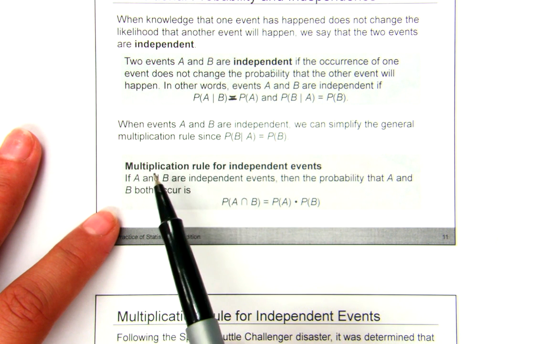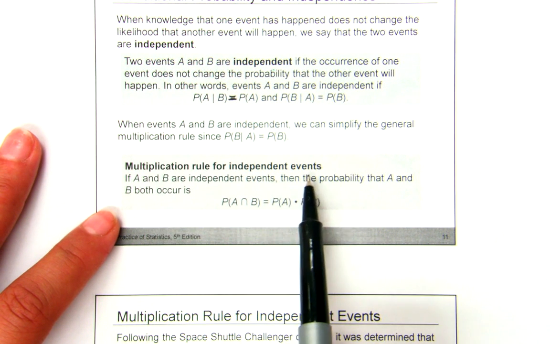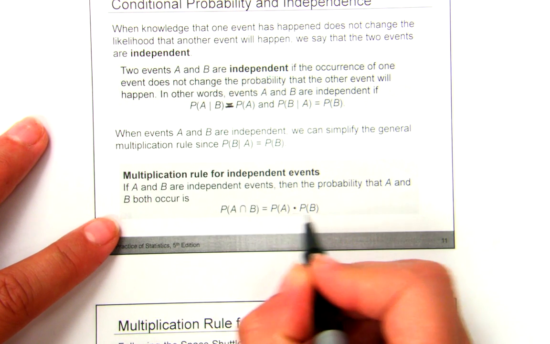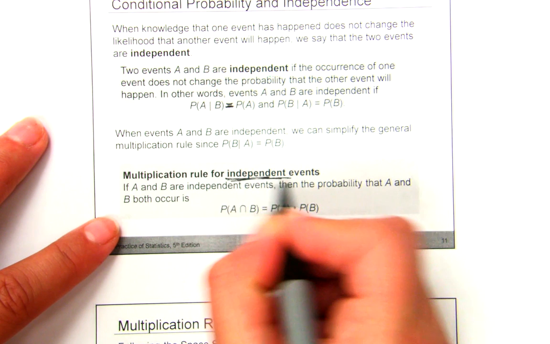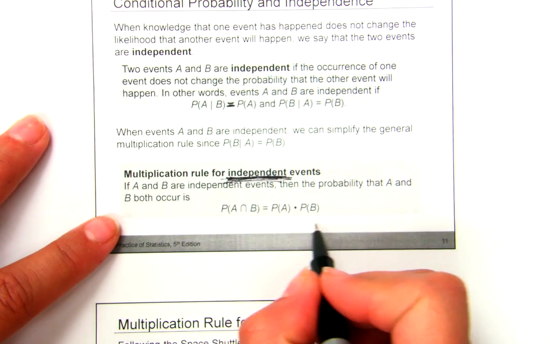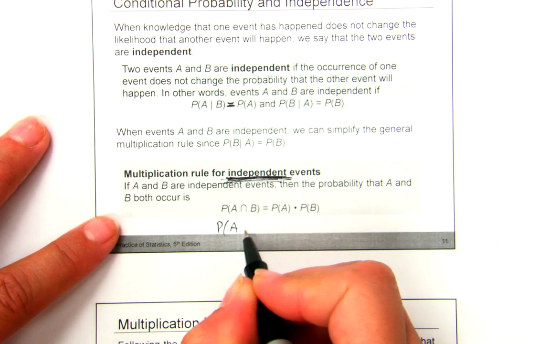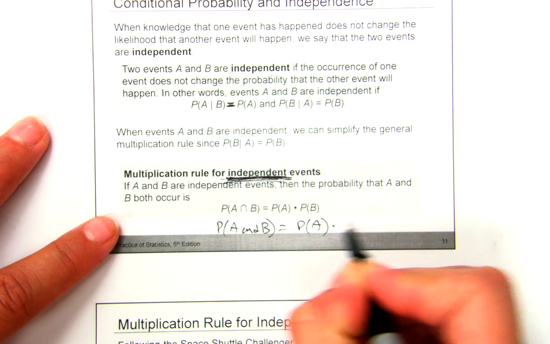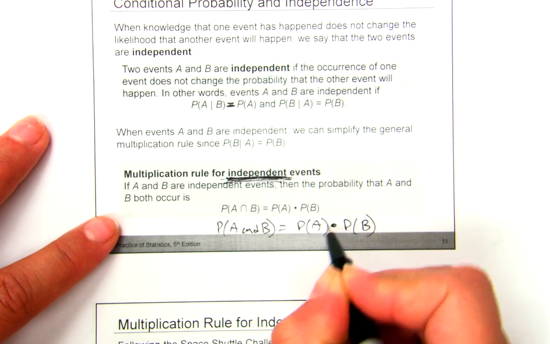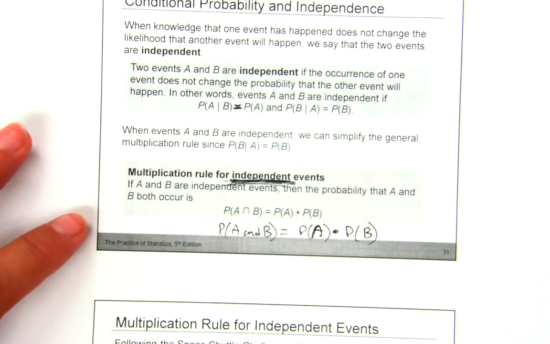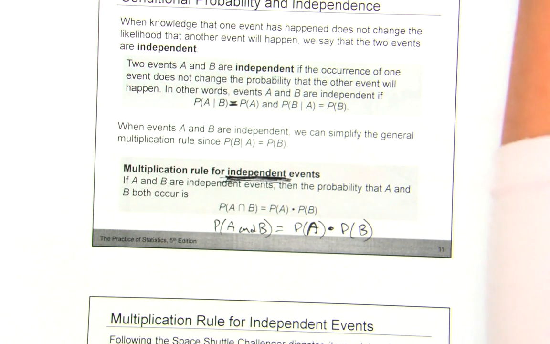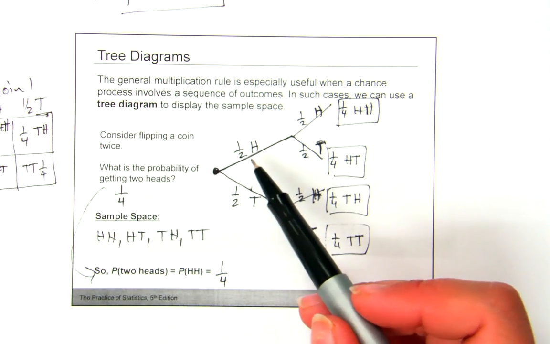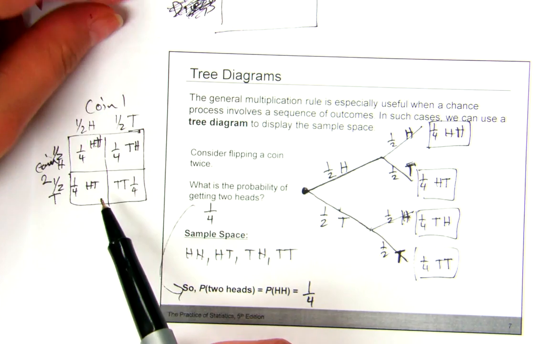And then the multiplication rule for independent events is if you know the probability of A and B are independent of each other, then you can do something very simple and just multiply. The probability of A and B would just be equal to the probability of A multiplied by the probability of B, which is what we did here, right here, when we did the tree diagram, and right here too.